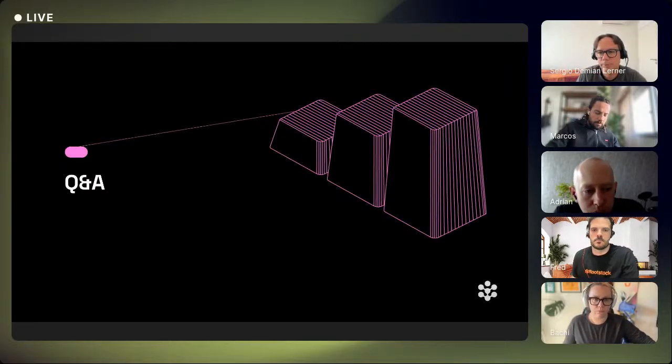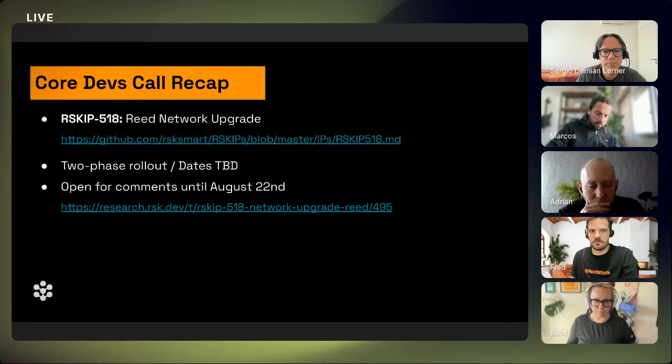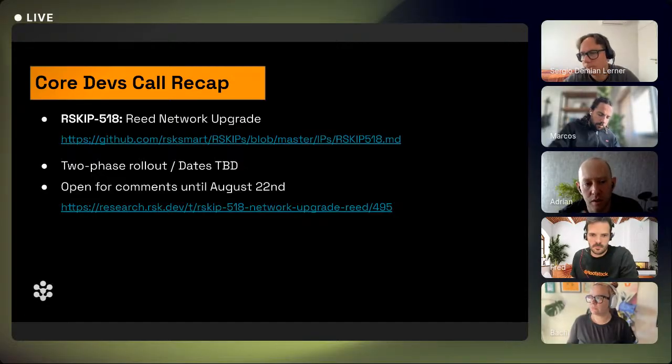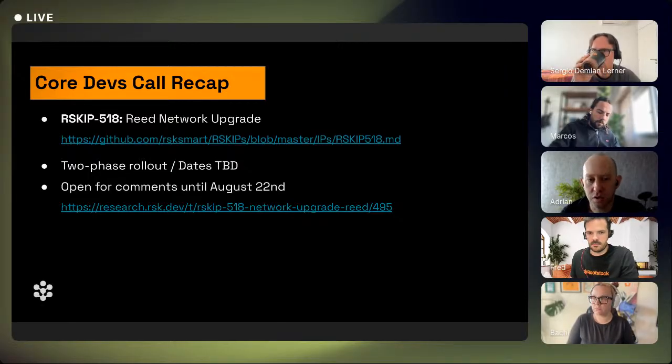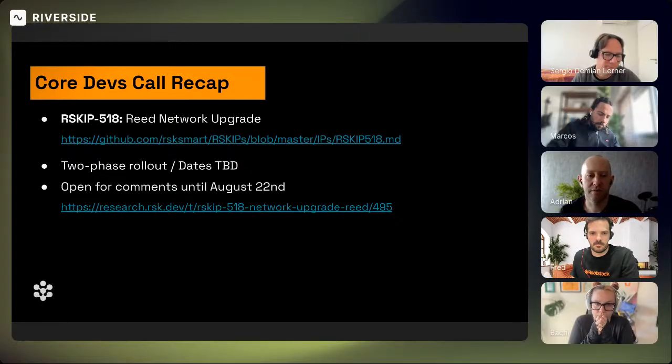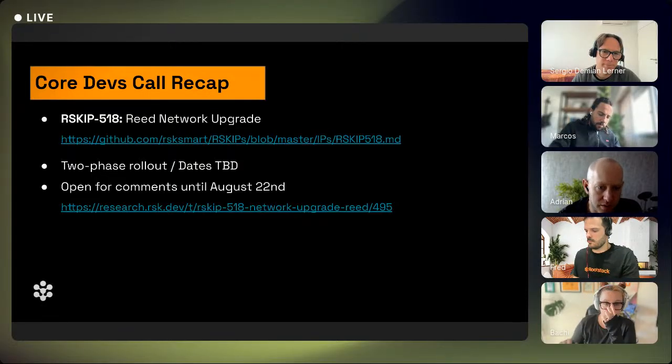Yeah, absolutely. So for the Read network upgrade, we have presented the 4 RSKIPs that we are proposing to include as part of this network upgrade. You have the link there to what we usually call the meta RSKIP that includes links to each individual RSKIP. Of course, during this call it was a very high level overview, but if you go to the RSKIP, you will get more details of each of these. So that's the entry point for Read in GitHub.